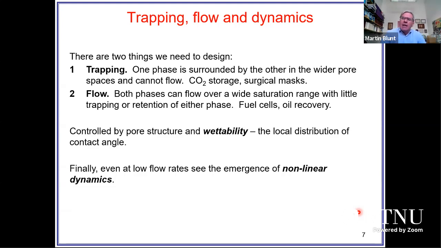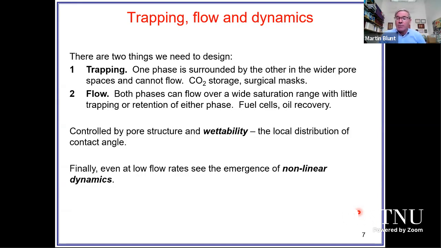Okay. The other opposite thing you might want is to encourage fluid flow over a wide saturation range without the phases being retained in the pore space. The example of fuel cells, where you want the gas to move in, but you don't want the gas diffusion layer to get clogged with water, and obviously oil recovery, where you want to inject water, you want the water to flow and move over a wide saturation range and displace the oil. So that is controlled by pore structure, which obviously we can image, but that's not going to be the emphasis of today's talk.